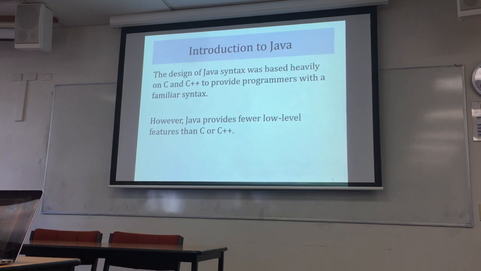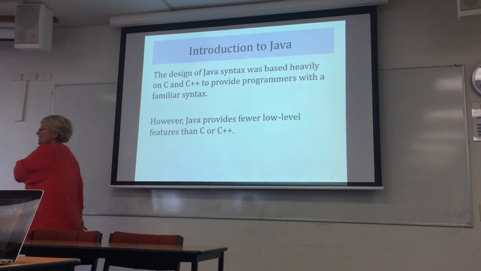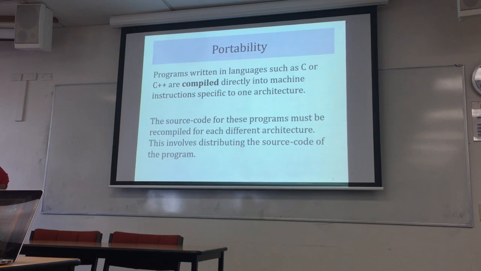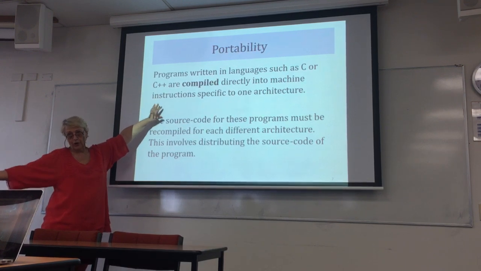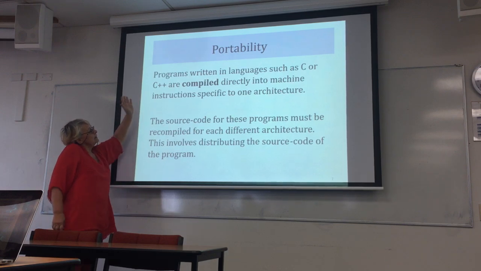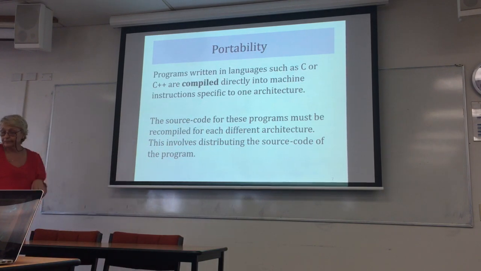Java is based on C++. The main difference is that it provides fewer low-level tools. Pointers and pointer arithmetic are not available in it. C++ programs are compiled directly to machine instructions for the operating system. It works directly somehow. They are designed for a specific architecture, and therefore we have no portability.